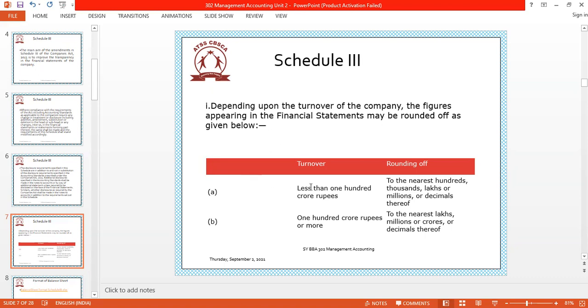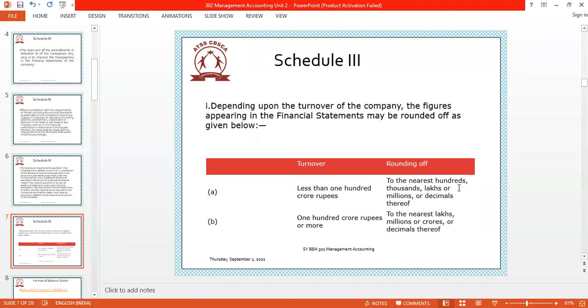Number one, when the company's turnover is less than 100 crore rupees, we have to round off to the nearest hundreds. Suppose the sales or the turnover is 179 crores, 147 lakhs and 860. So 860 will be converted into 900 only for the purpose of rounding off, not actually in the balance sheet. When you are presenting the data, we do the rounding off.